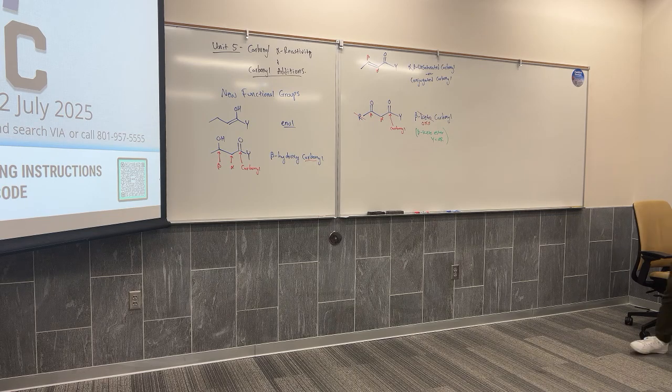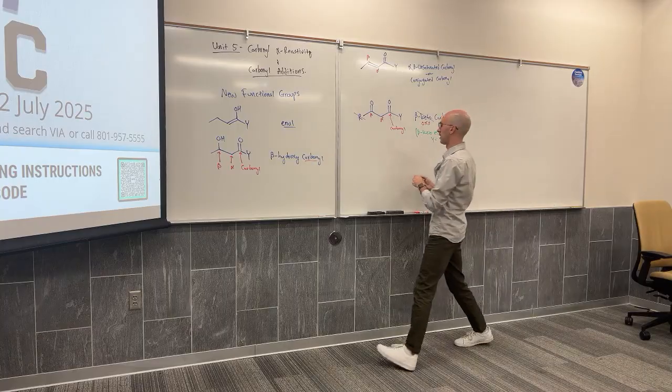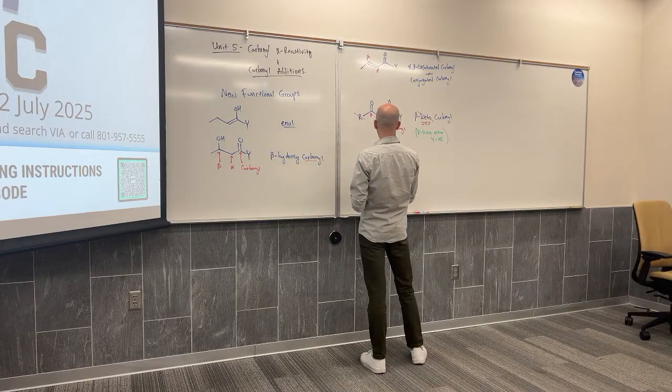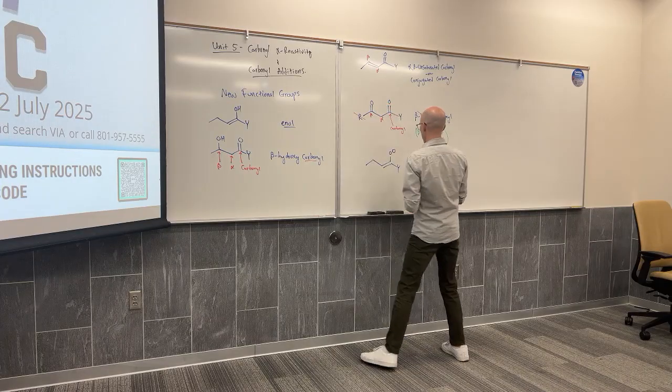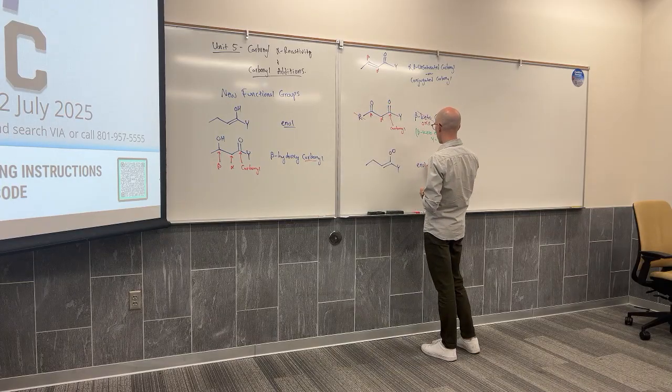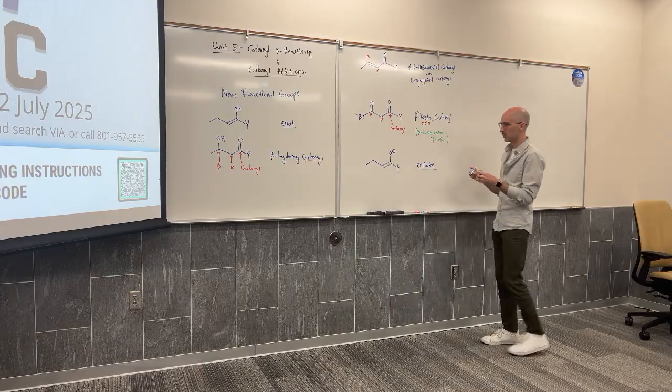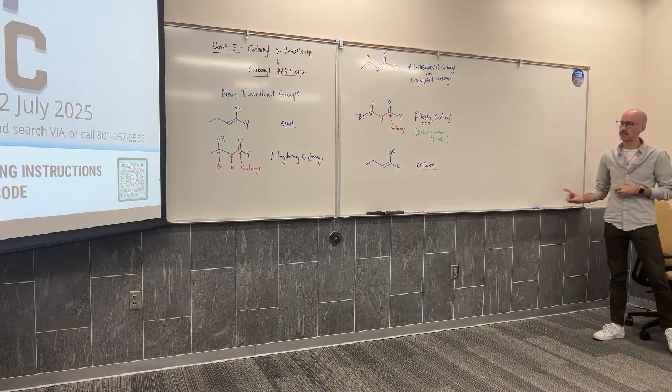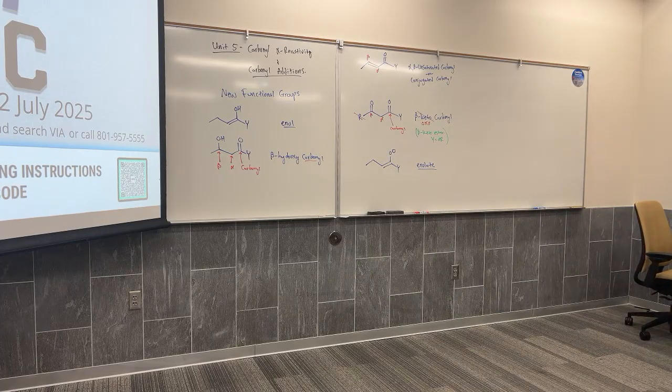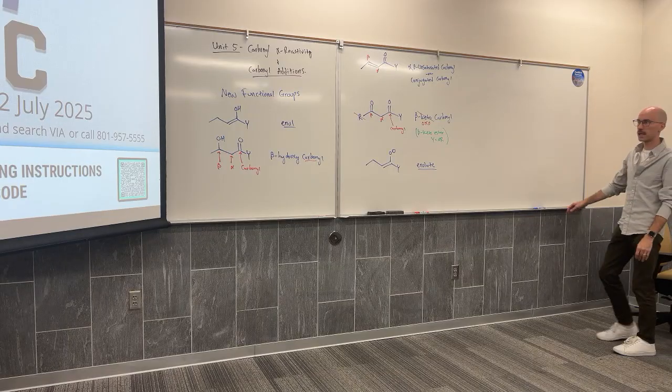Okay? Now, the last functional group is not so much a functional group as much as it is the conjugate base of a functional group. This is our enolate. You can see that the enolate is simply the conjugate base of the enol.